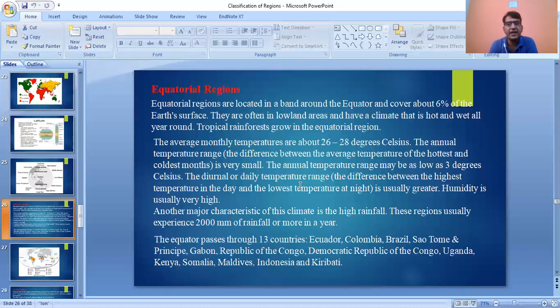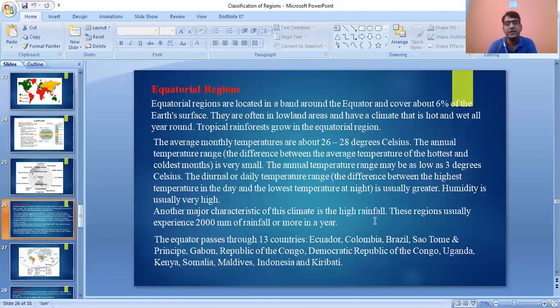The diurnal or day temperature range is between the highest temperature in the day and the lowest temperature at night. Temperatures are higher in the daytime and lower at night. The humidity is usually very high. So in these equatorial regions we find high humidity, and because of high humidity we have high rainfall. That could be one factor of high rainfall.